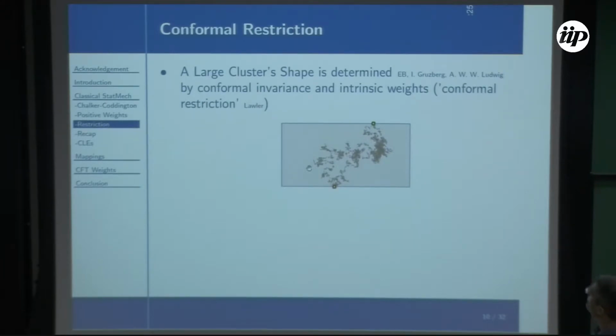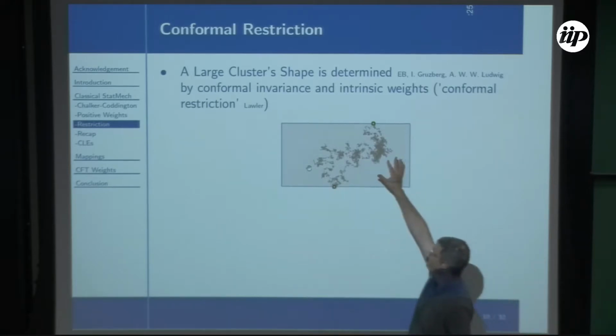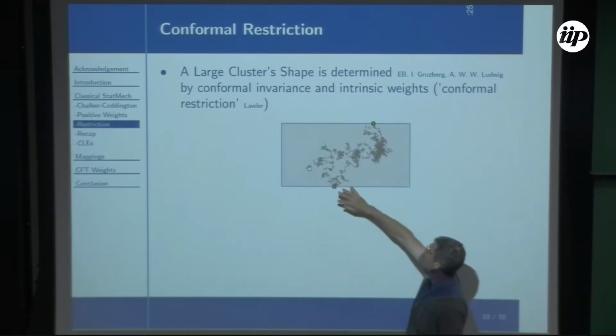Let's see. So let's draw one of these clusters, a huge cluster in the Chalker-Coddington network. It's known by work by Lawler and others that two properties of this cluster are enough to define its statistics uniquely, with some caveat, which I'll explain in a moment. So first of all, the two properties that completely define the weight of this cluster, or the shape of this cluster, is that first of all the weight is intrinsic.